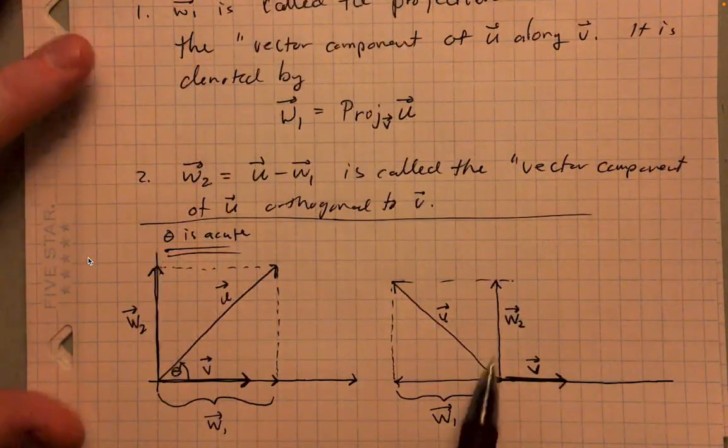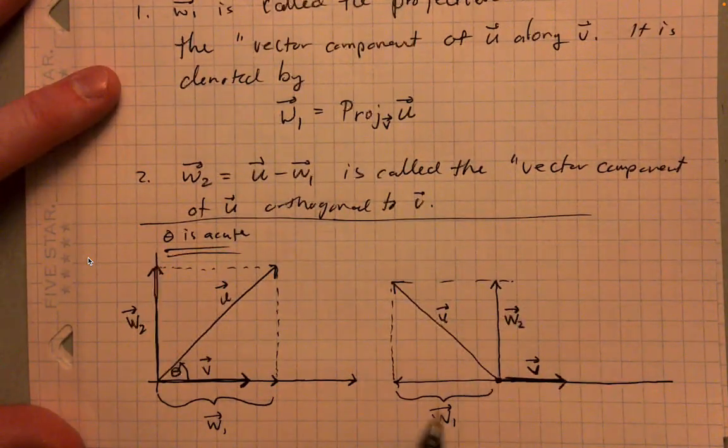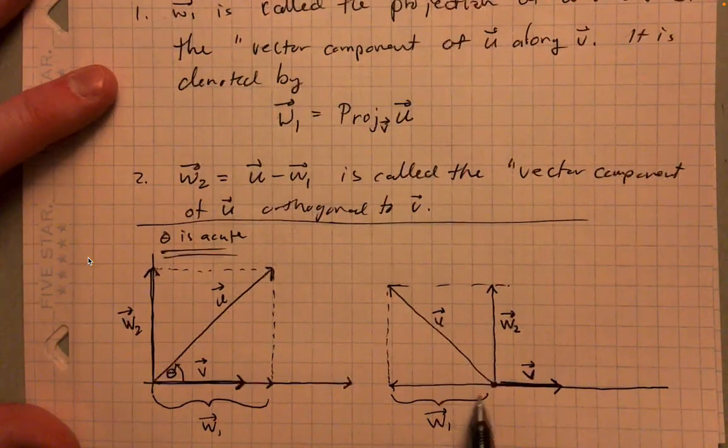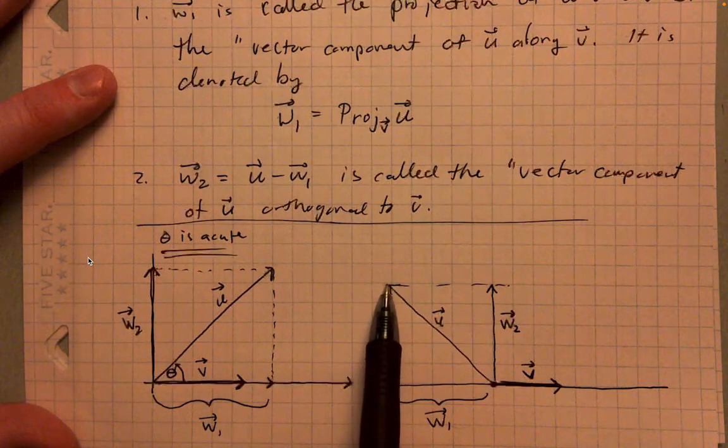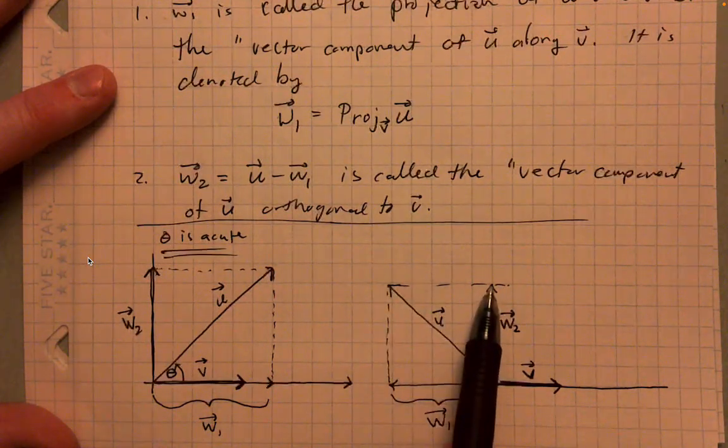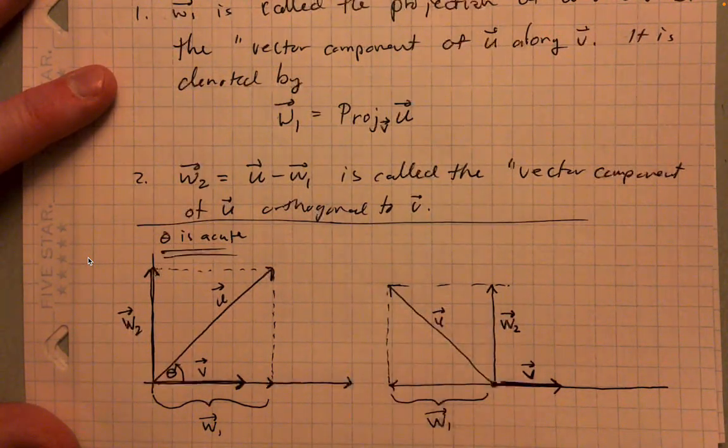Now, is it still true that w2 is equal to u minus w1? Yep, w1 is here. So if I take the tail of w1 and I put it up here and I reverse the direction, I get back to w2, don't I? Okay.